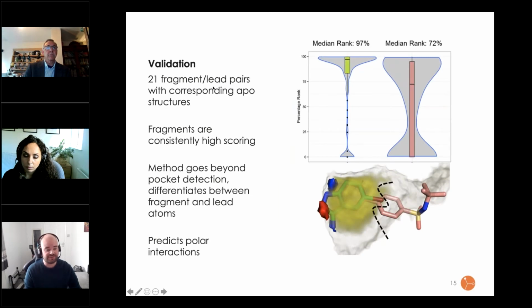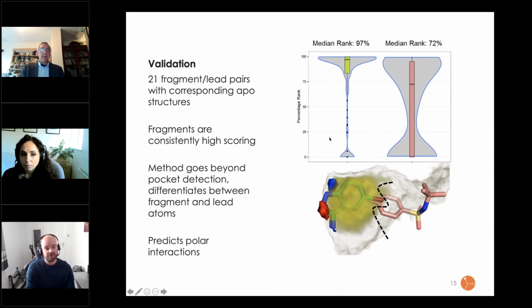And just to show the validation that was done for the method back in 2016. This was run on 21 fragment-lead pairs. So this was with protein crystal structures with bound fragments and leads, where the lead molecule was grown from the original fragment hit, and the fragment pose was maintained during that fragment growth. And then we also gathered the APO crystal structures for each of these proteins, and it was on the APO structures that we calculated the fragment hotspot maps.